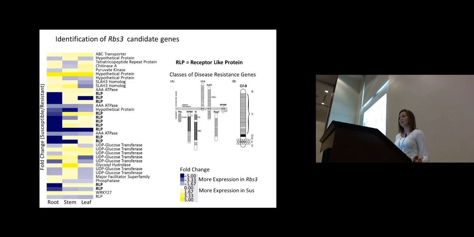If it's yellow, it's expressed more in the susceptible. So what stands out is that dark blue column in the roots. And we didn't see a very big treatment effect in the roots, but there is a big genotype effect in the roots, especially in that RBS3 region.